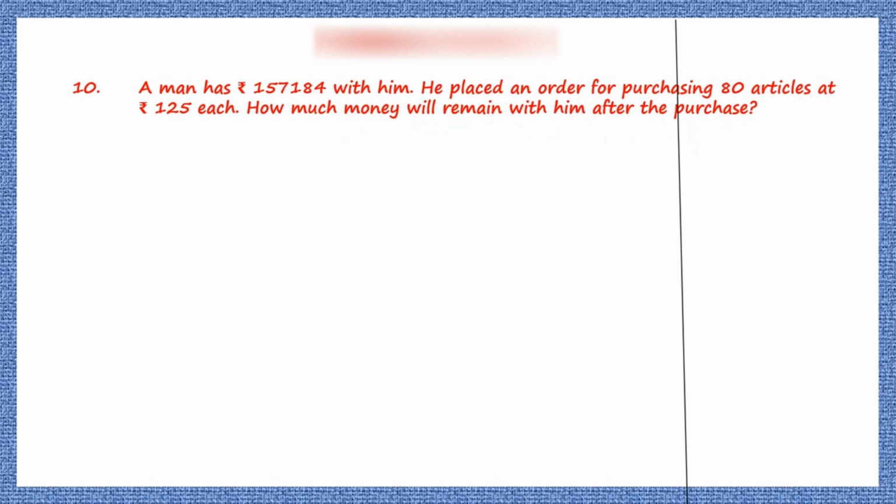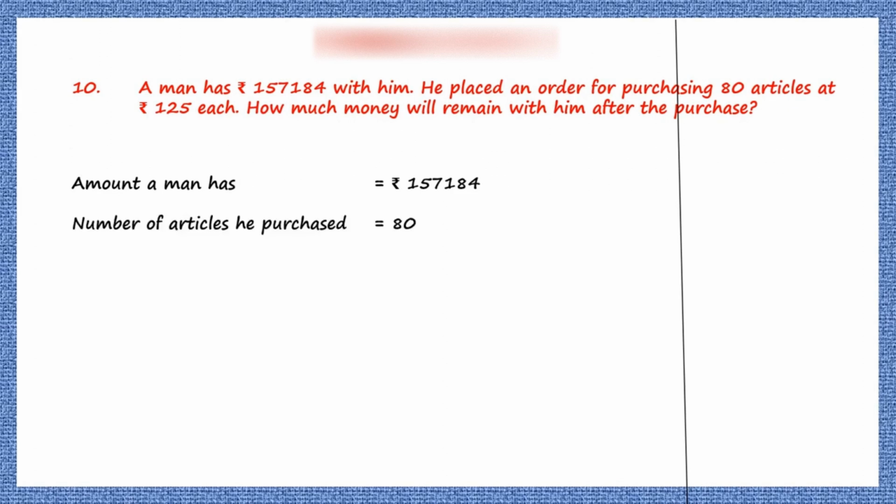So let's begin our statements. The first one, amount a man has. This is the amount that the man has, 1,57,184. Now, number of articles he purchased? He purchased 80 articles and we know the cost of each article. Cost of one article is 125 rupees. All this is given to us in the question. Now, cost of 80 articles is what we need to find because now we know the cost of one article which is given to us.